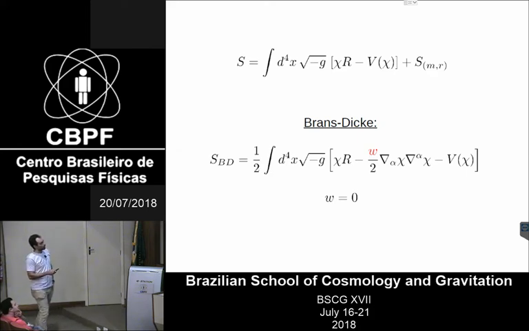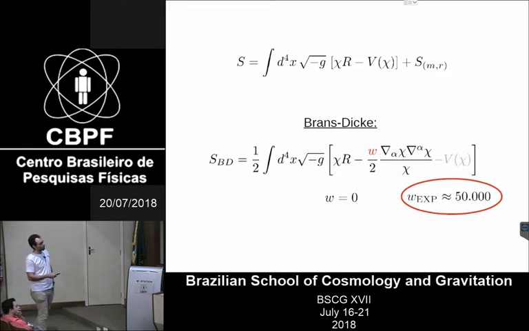Then that's what we have. It looks like Brans-Dicke with this omega parameter going to 0, which would give us experimental bounds of being larger than 50,000, but there is this extra potential term over here that makes all the difference.